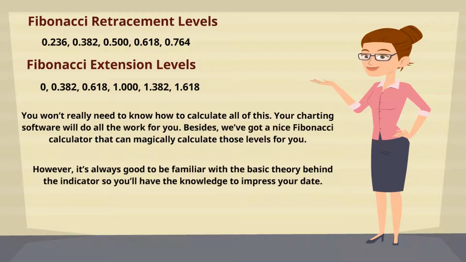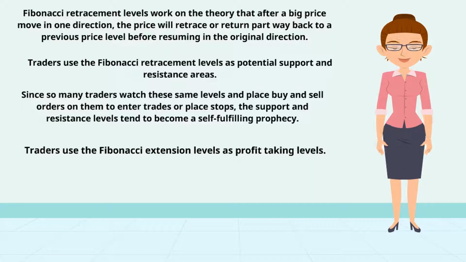You won't really need to know how to calculate all of this. Your charting software will do all the work for you. Besides, we've got a nice Fibonacci calculator that can magically calculate those levels for you. However, it's always good to be familiar with the basic theory behind the indicator so you'll have the knowledge to impress your date. Fibonacci retracement levels work on the theory that after a big price move in one direction, the price will retrace or return part way back to a previous price level before resuming in the original direction.